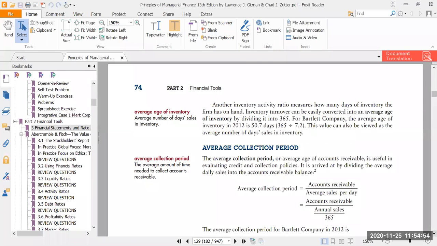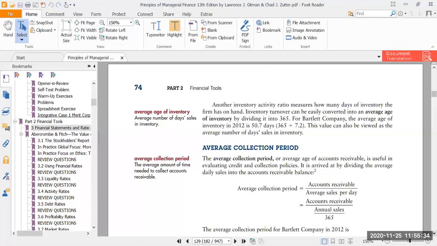So the average collection period, or the average age of the accounts receivable, is useful in evaluating credit and collection policies. It is arrived at by dividing the average daily sales into the accounts receivable balance. So the calculation formula is accounts receivable divided by the average sales per day. The total sales for the year, we are going to divide by 365. On the denominator, you can see in the second line of the equation, and on the numerator we have accounts receivable.